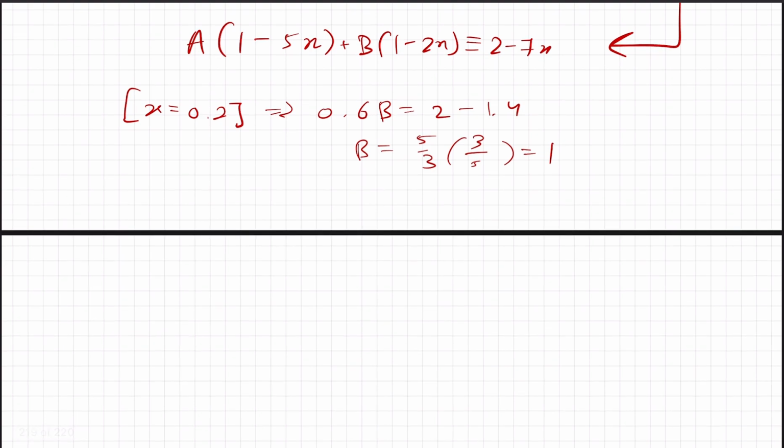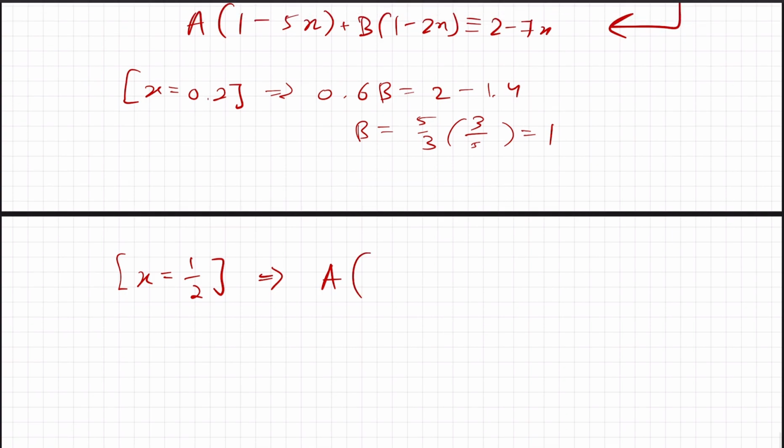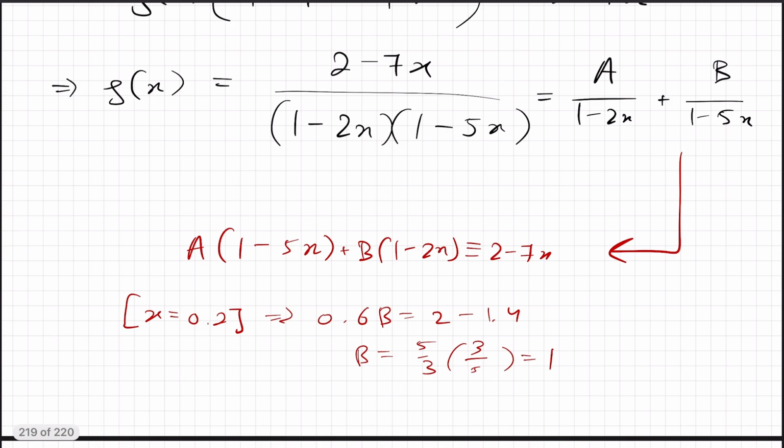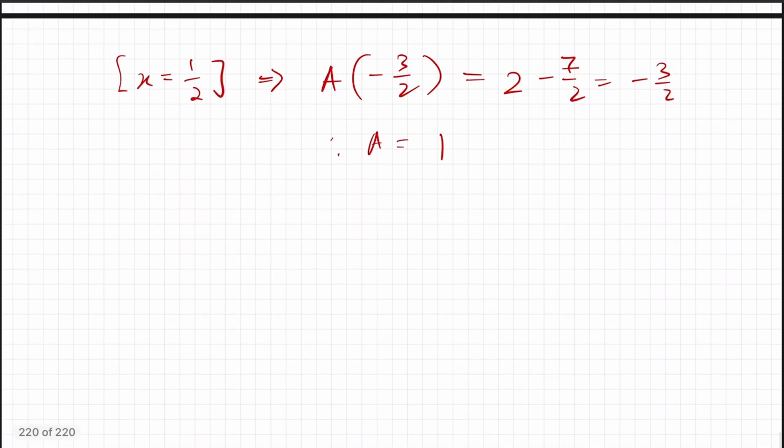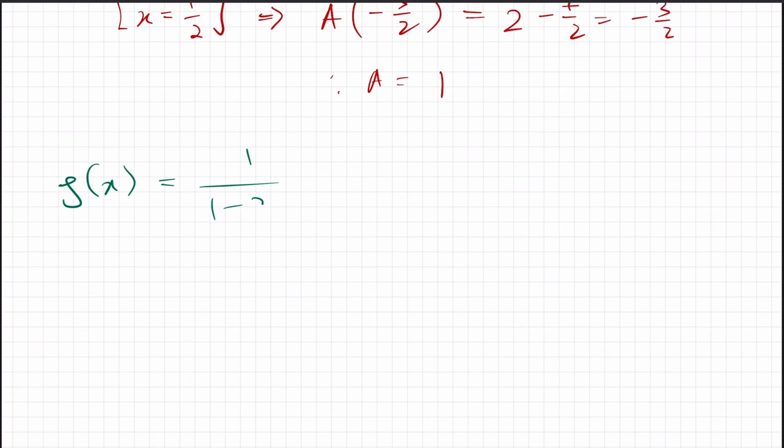And now let's say x is 1/2, so that this b term gets cancelled out. And we get a times 1 minus 5 over 2, which is minus 3 over 2, is equal to 2 minus 7 over 2, which is minus 3 over 2. So therefore a is equal to 1. So after completing this partial fraction decomposition, we'll get our nice representation of f of x as simply 1 over 1 minus 2x plus 1 over 1 minus 5x.